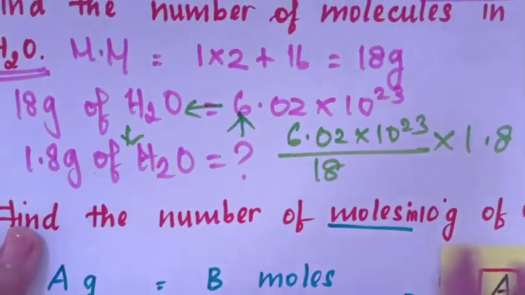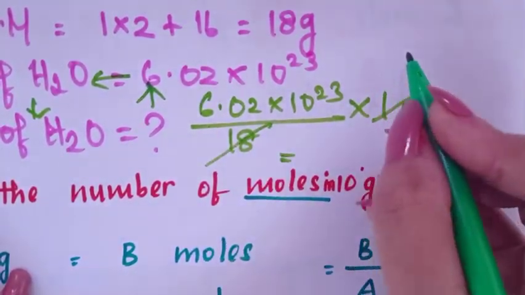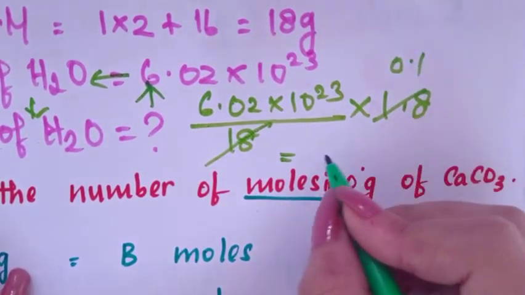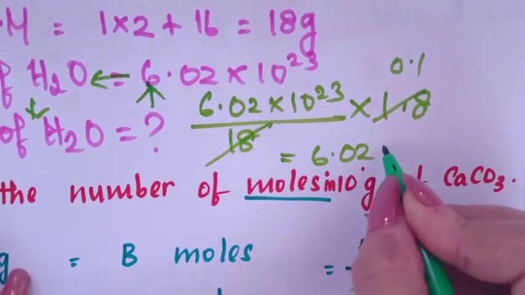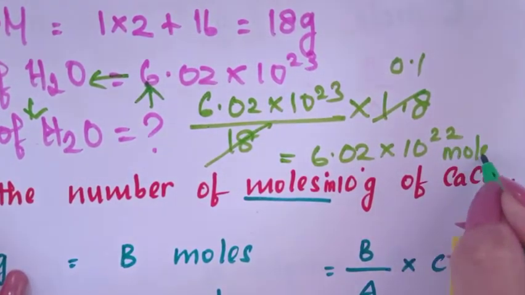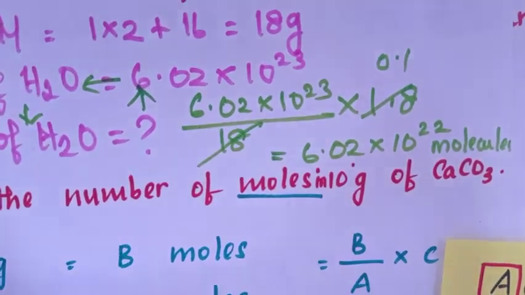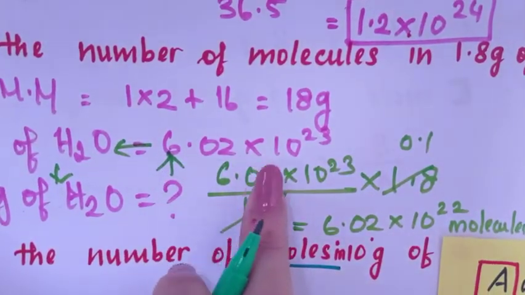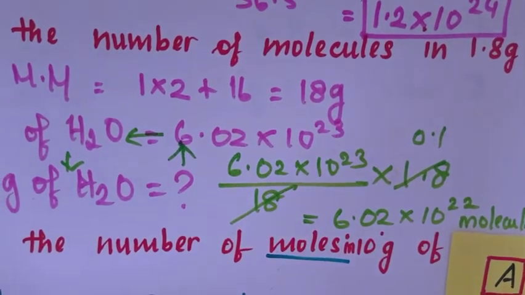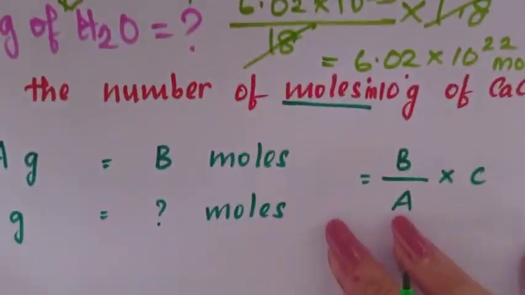So on calculating, this will be cut, 0.1 times. So you will be getting 6.02 into 10 power 22 molecules. Another important thing: this is Avogadro number. This Avogadro number will not have a unit. It is just how many particles are present in a particular atom. That is that question. Next we'll see the next question.